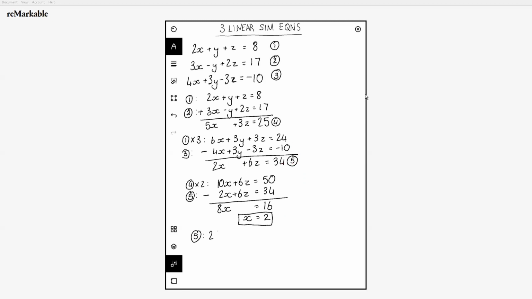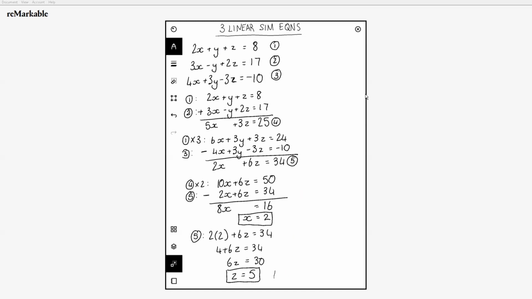So 2 times 2 plus 6z equals 34. So that's 4 plus 6z equals 34. 6z equals 30, and z equals 5. Now I've got a z value and an x value, so we can put it back into either 1, 2, or 3 and find y. So I can put it into 1.